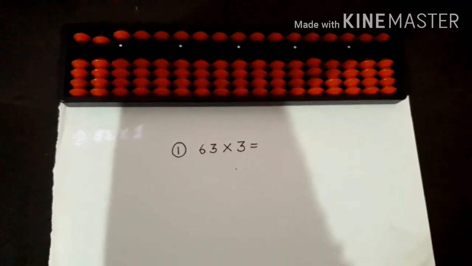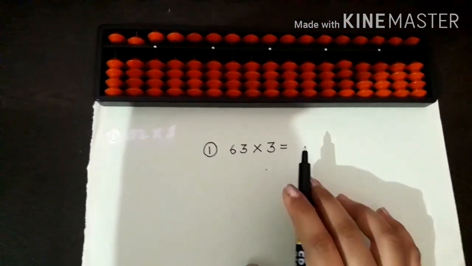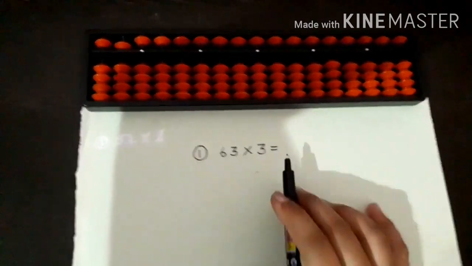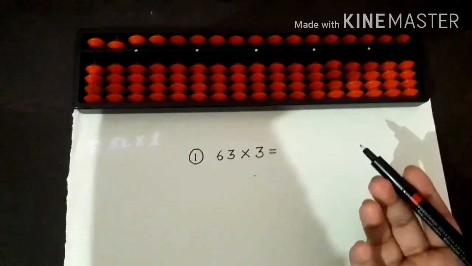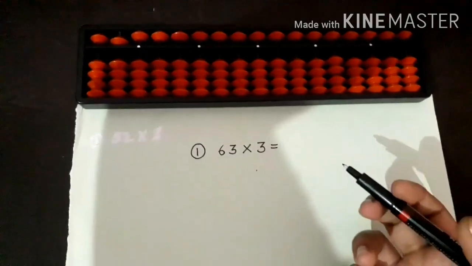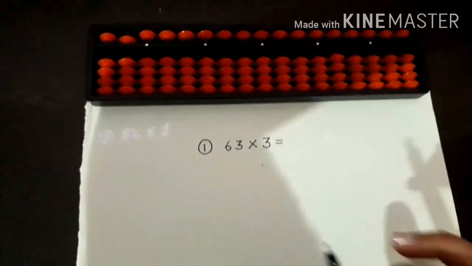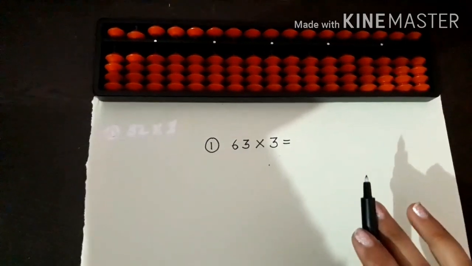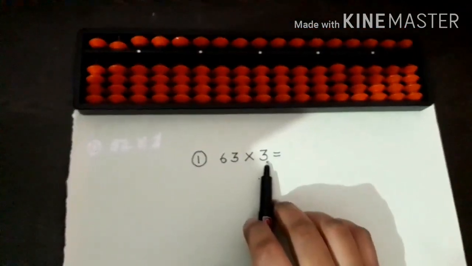Students, in the next question, we will do it orally. We will not make any line. We will do it in our mind. And this is the main thing: we have to do it in our mind only. But previously, as we have not practiced it before, we are doing it on paper. But our main intention is that you have to do it on the abacus tool without using pen and paper. So, first of all, we will multiply 6 into 3.